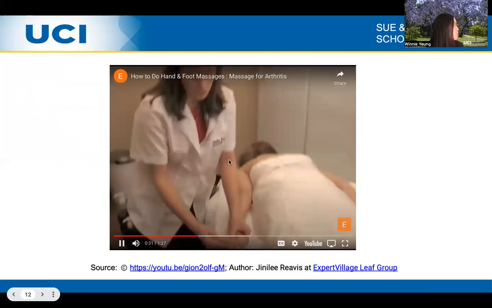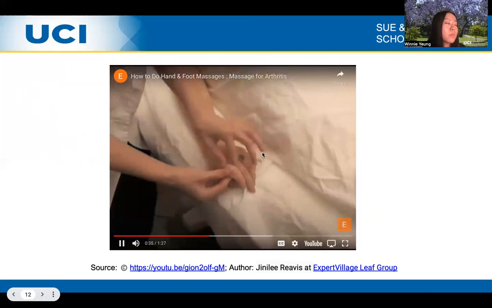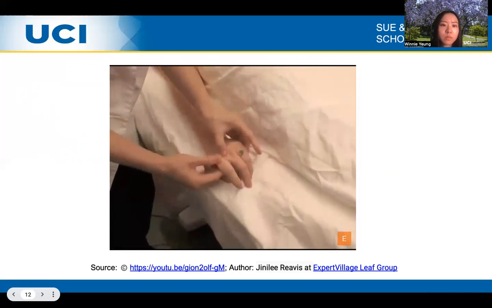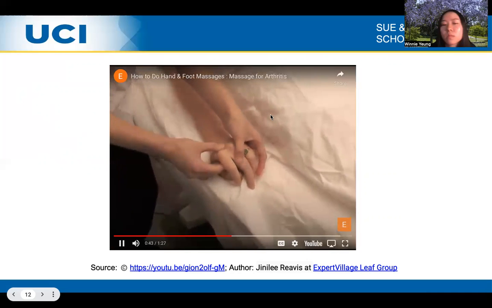Light manipulation, just light circular movement all around the finger and the knuckle. And that'll start getting the blood flow back, and you can do long stretches as well.